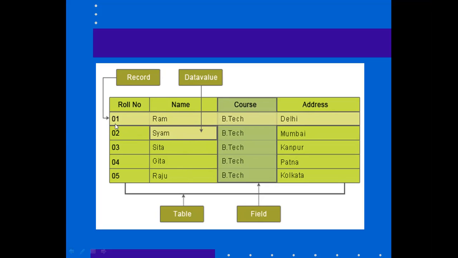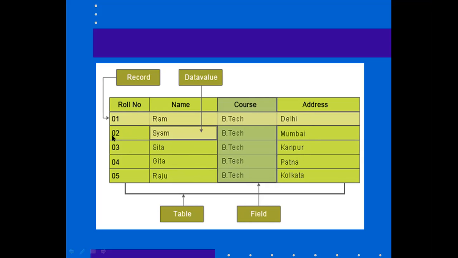Now, this first row will be called the first record of the student, or in another language, the tuple, T-U-P-L-E, tuple of the student database. Then this is the second tuple. Roll number is 2, name of the student is Sham, the course is BTech and the address is Mumbai. Third is Sita, fourth Geeta, and Raju. You can give any names. This is just the information. You can collect any type of student information in this database.